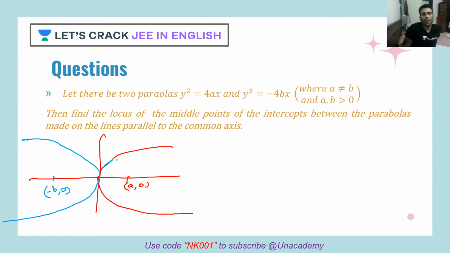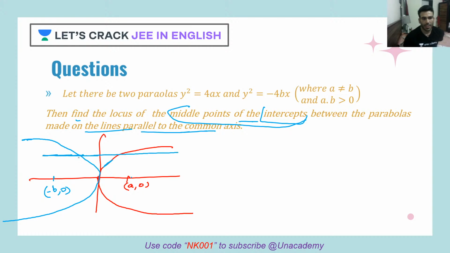Clear, guys? Okay. Now what it says, so this is our first line. Then find the locus of the middle points of the intercepts between the parabolas. We have to find the locus of the middle point of the intercepts between the parabolas made on lines parallel to the common axis. So this is the common axis. If we draw parallel lines like this, we have to find the locus of these lines' midpoints.